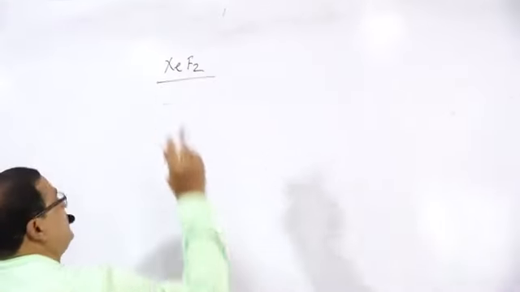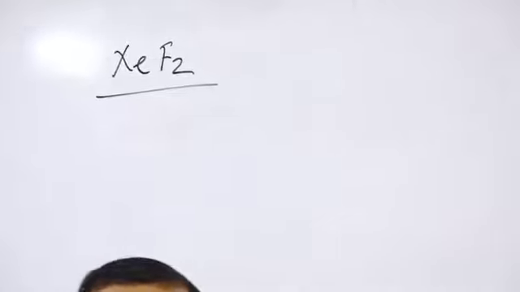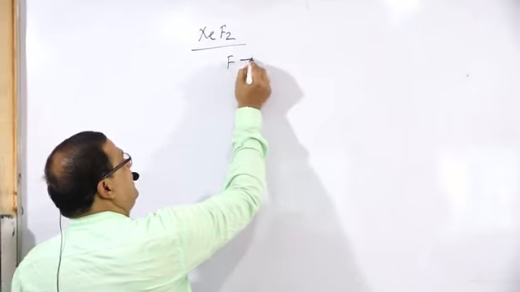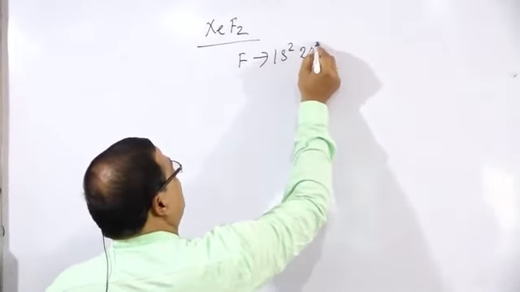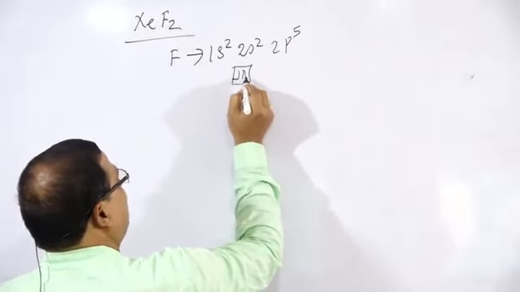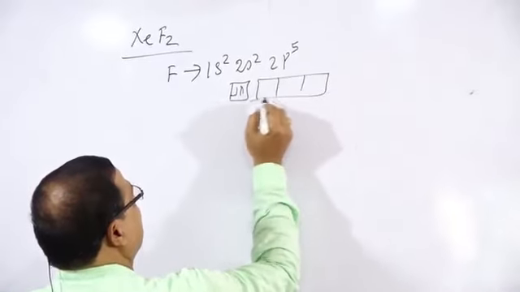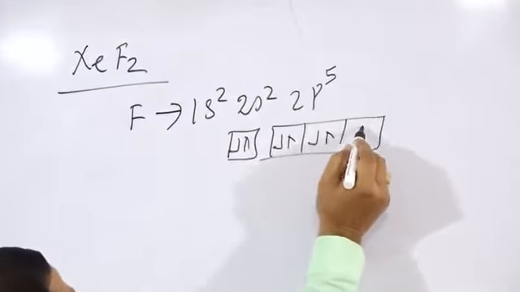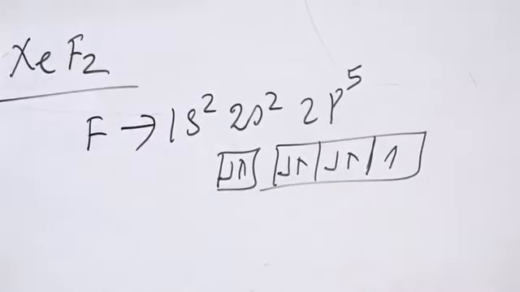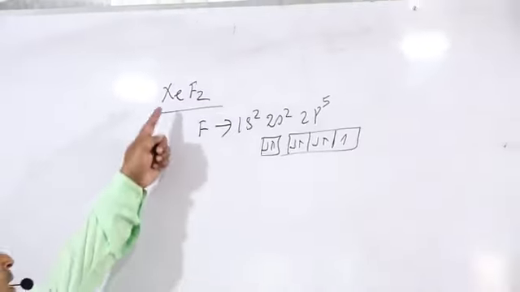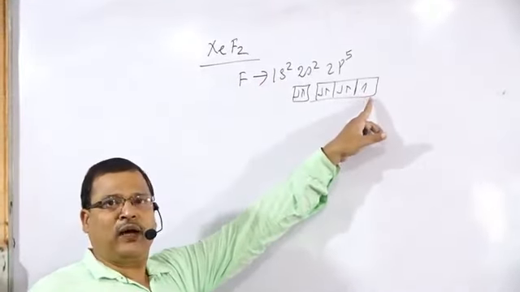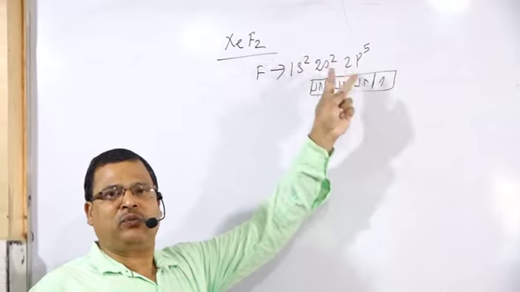XeF2. You know the unpaired electrons are responsible for the formation of covalent bonds by mutual sharing. So the fluorine atom has the electronic configuration 1s2, 2s2, 2p5. 2s2 contains paired electrons, 2p5 contains 2 pairs and 1 unpaired electron. This unpaired electron is responsible for bond formation with the central atom, xenon, by mutual sharing. So one fluorine atom has the ability to form one bond, two fluorine atoms have the ability to form two bonds.